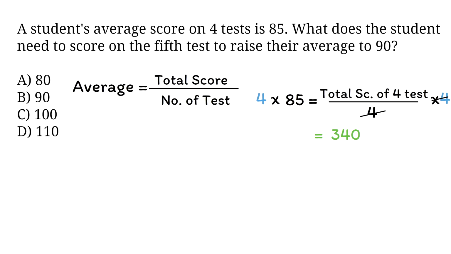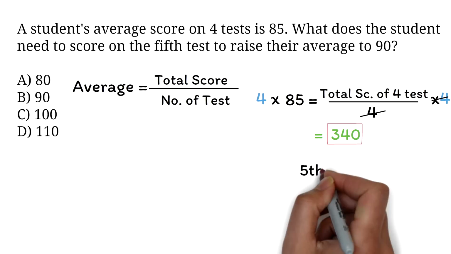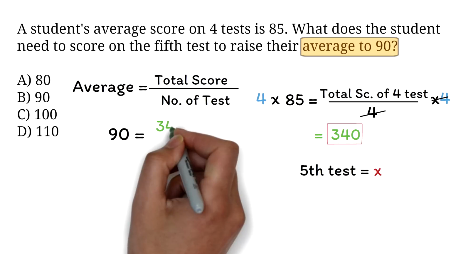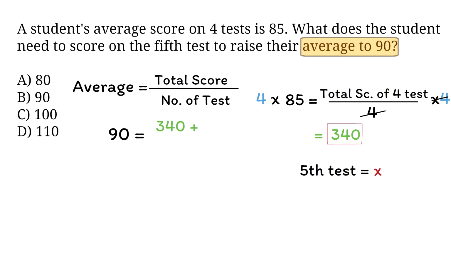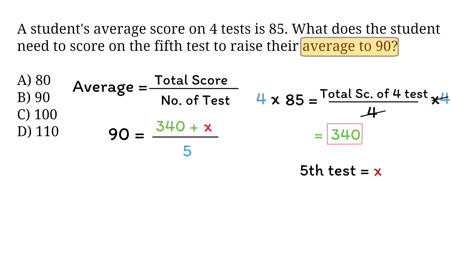The average of the 5 tests is the total scores of all 5 tests divided by the number of tests taken. We know the total for 4 of the tests, which is 340. Let's represent the score for the 5th test by x. So the average of the tests, which has been given as 90, will be equal to the sum of the 4 tests, which is 340, plus the 5th test, which is x, divided by the number of tests taken, which we know is 5. Now we solve for x to know the score of the 5th test.